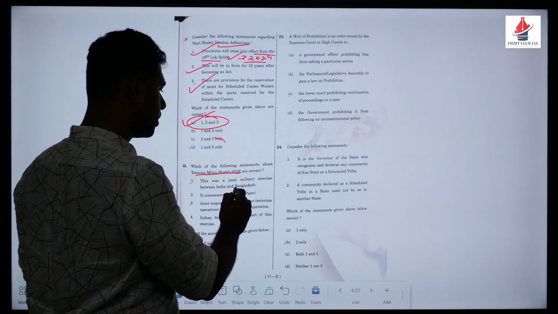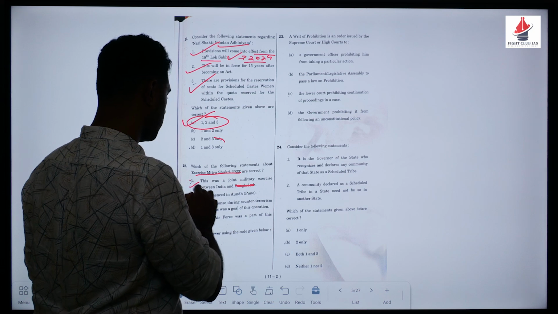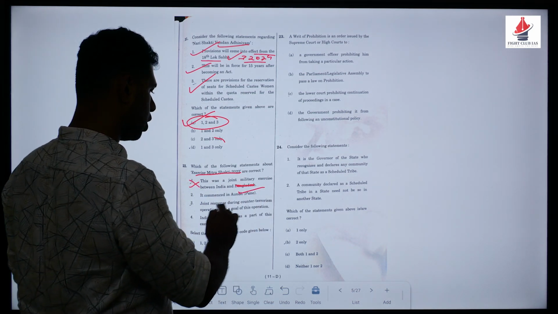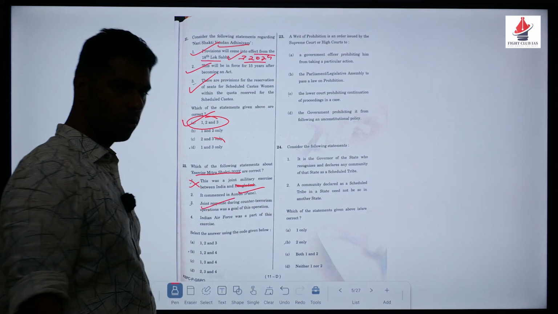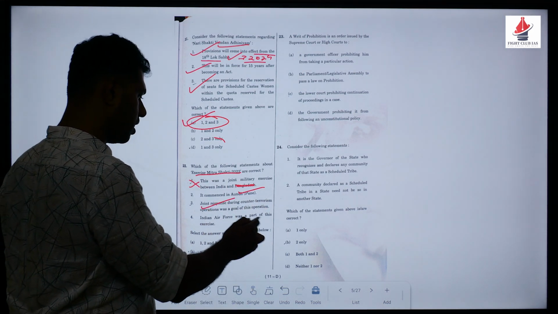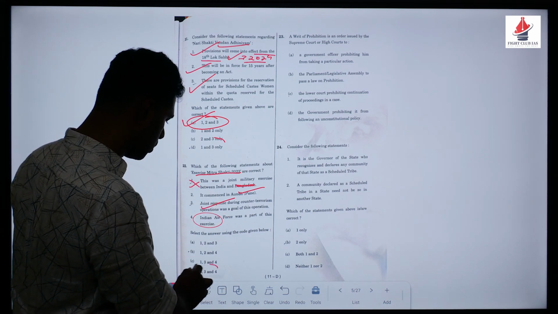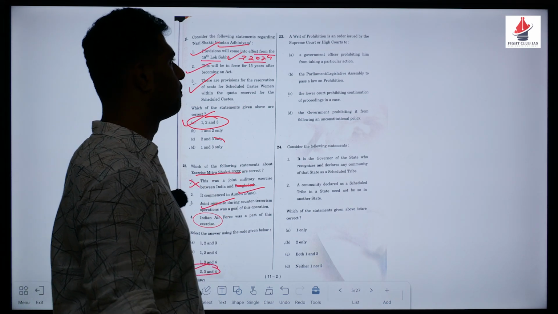Regarding that, it was between India and Sri Lanka. One is wrong. Right? It commenced in Aundh, it's correct. Joint response for counter-terrorist operations, this is also correct. Indian Air Force was a part of this exercise, correct. So 1 is wrong. If you see in the options, 2, 3, 4 is the right answer, that is D.